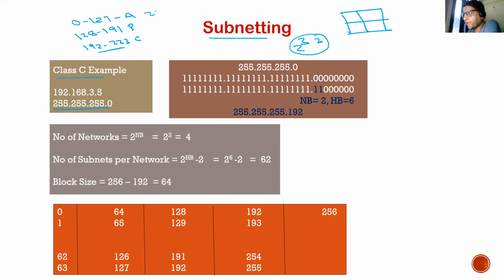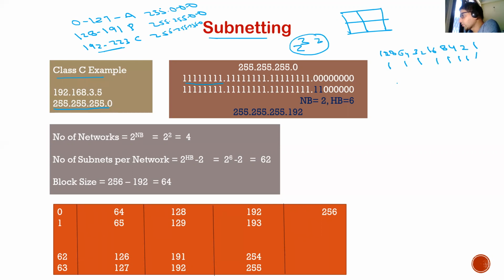For class A, you have 255.0.0.0. For class B, 255.255.0.0. And for class C, 255.255.255.0. So I have taken the class C subnet mask, and when I break 255 into binary, this is the value. How? I just take 1, 2, 4, 8, 16, 32, 64, 128. So 1, 2, 3, 4, 5, 6, 7, 8.